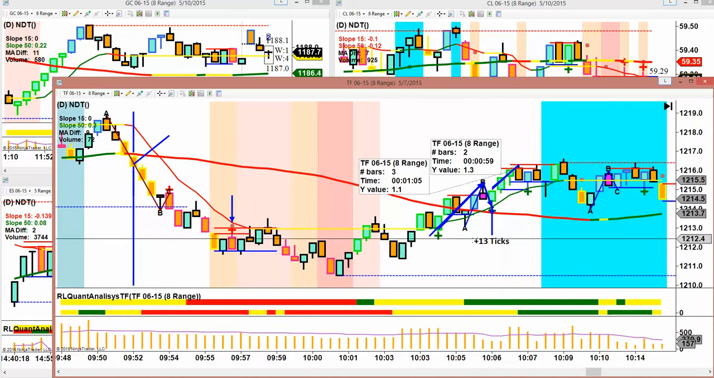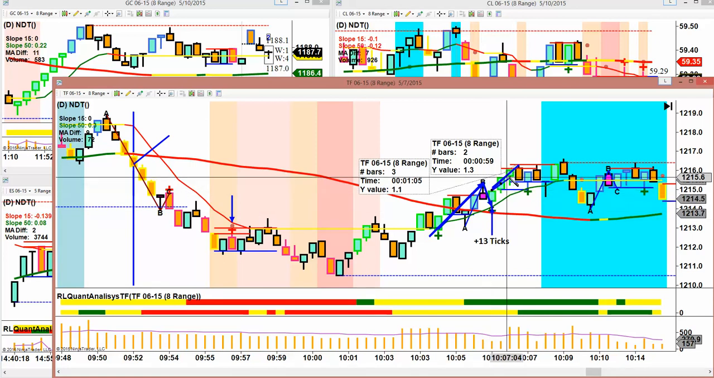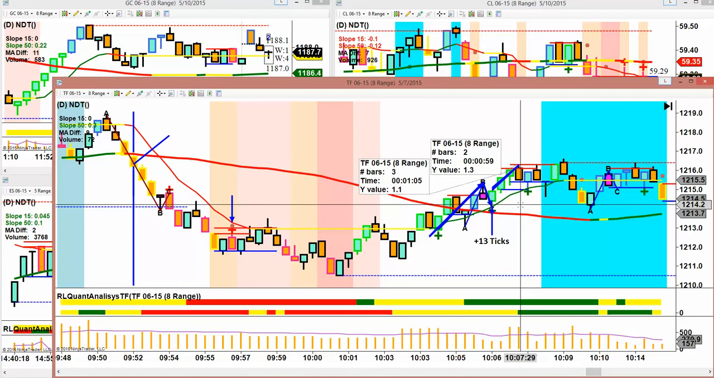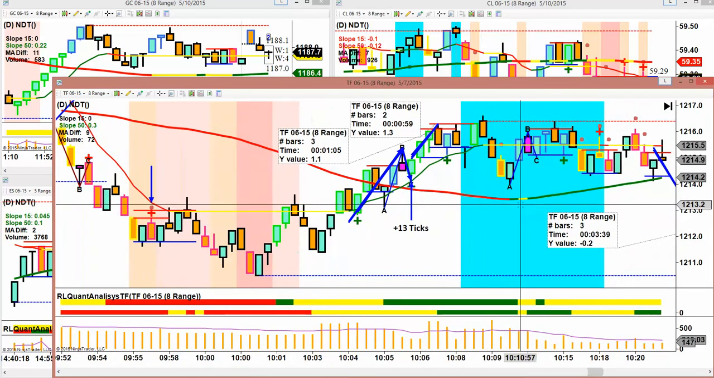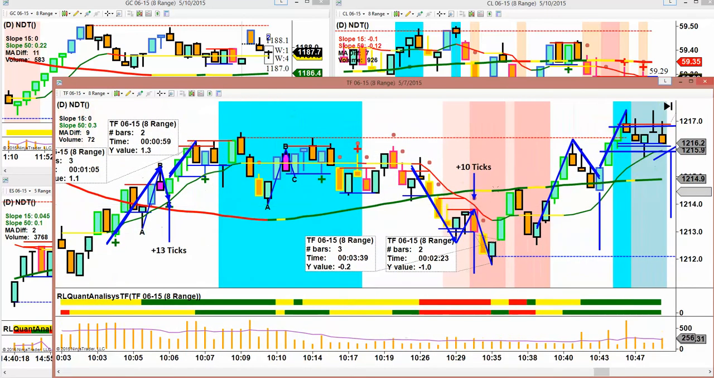Now here's a trade that I took. The break, retracement right back in, major quant line confirmation, and up it went for 13 ticks. And here's a trade I took to the downside. Down break, retracement right back to resistance, dual quant line confirmation, down for 10.